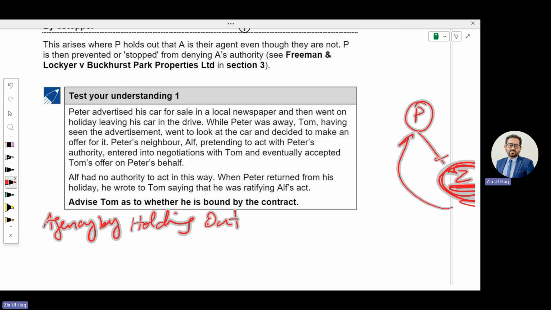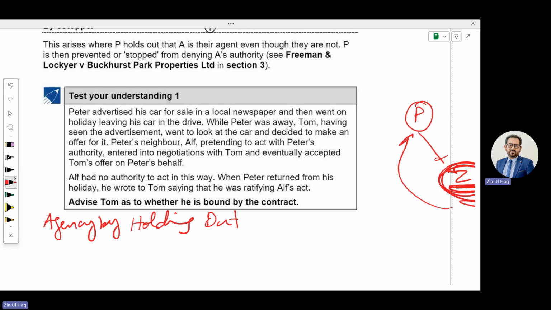Peter's neighbor, Alf, pretending to act with Peter's authority, said, I am Peter's agent, so I can sell the car on behalf of him. He entered into negotiation with Tom and eventually accepted Tom's offer on Peter's behalf. Alf had no authority to act in this way because he was not an agent.